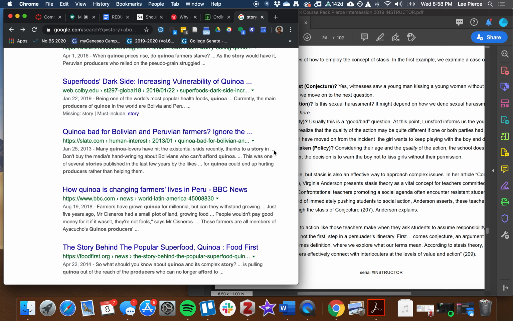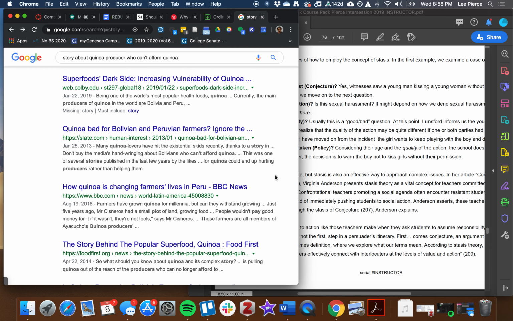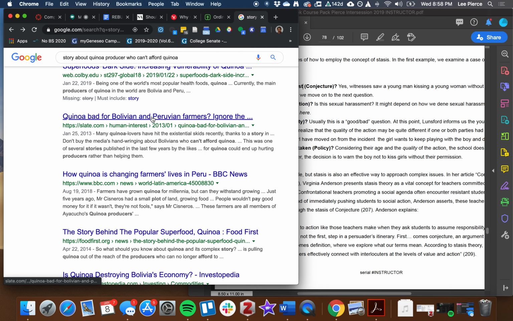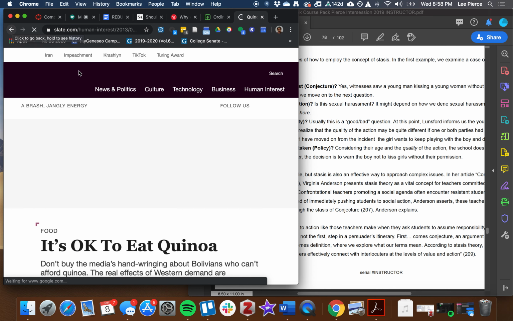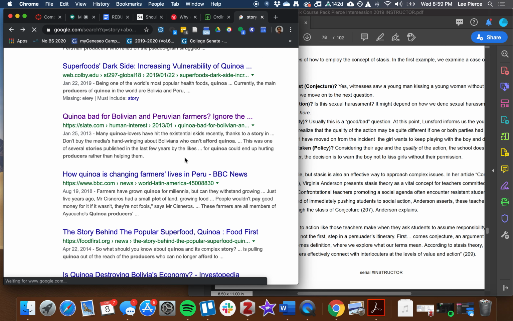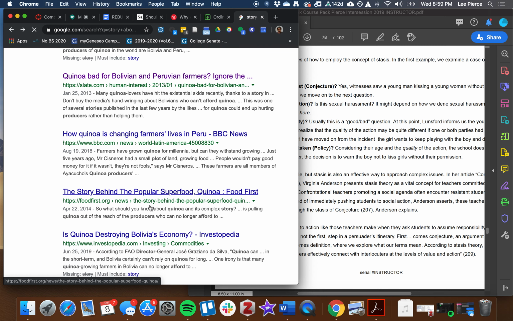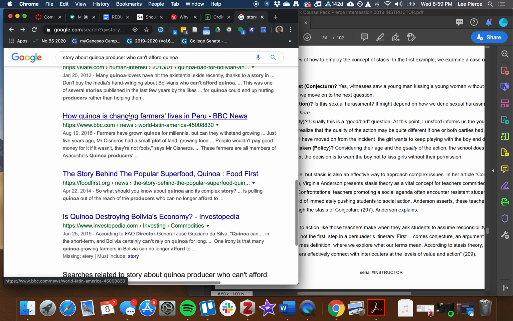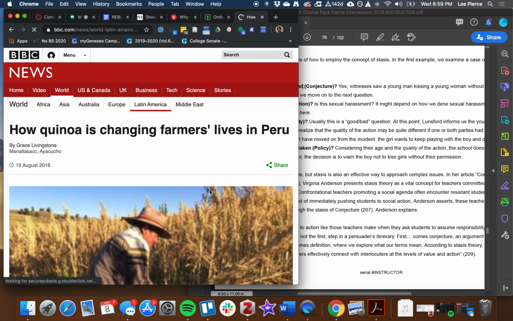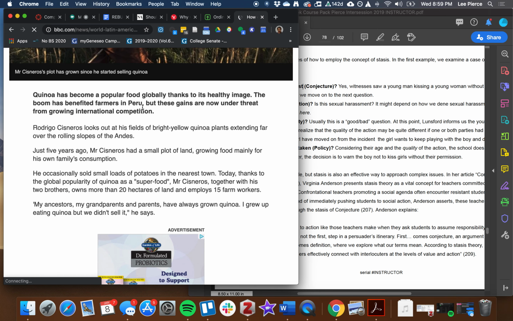Quinoa bad for... that's Slate. Don't worry about Bolivians who can't... This one was separate, like, for quinoa could have been hurting producers rather than helping them. Oh, here we go. Let's see what this one is. How quinoa is changing farmers' lives in Peru. See, it's okay to eat quinoa from Slate, which by the way leans left. So my hunch is, if the Slate thinks it's not a big deal, it's probably not a big deal. So, if I were going to actually write this speech, I might go back and change my argument, because I don't want national competition. So now we're kind of back to the idea.